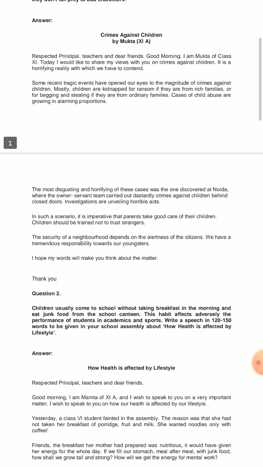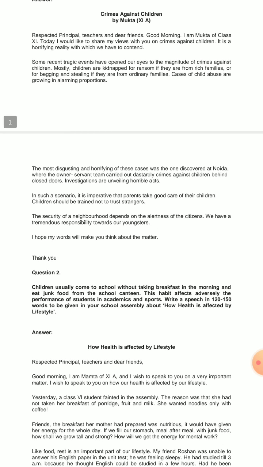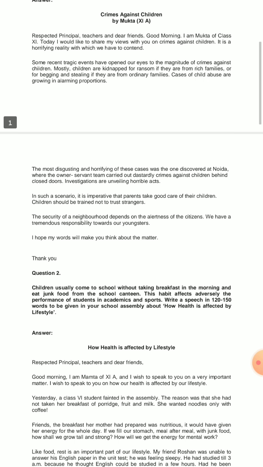See, I have changed the paragraph. I am moving on to the next one. The most disgusting and horrifying of these cases was the one discovered at Noida, where the owner-servant team carried out dastardly crimes against children behind closed doors. Investigations are unveiling horrible acts.